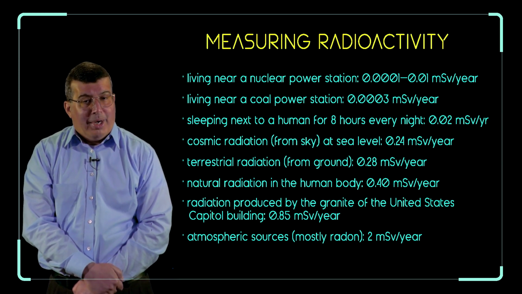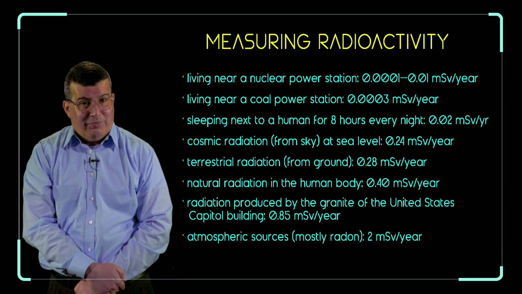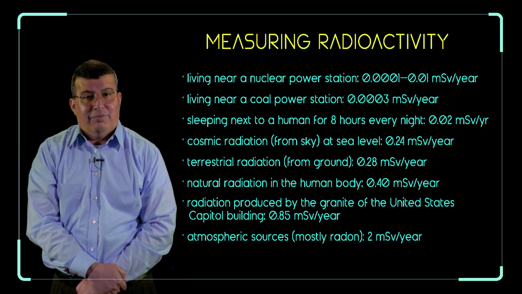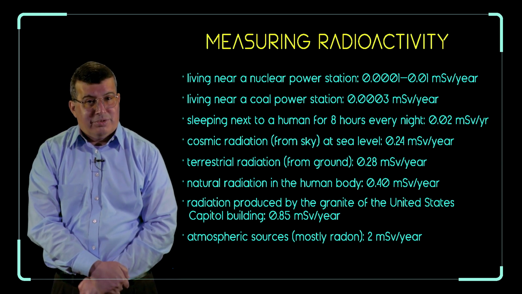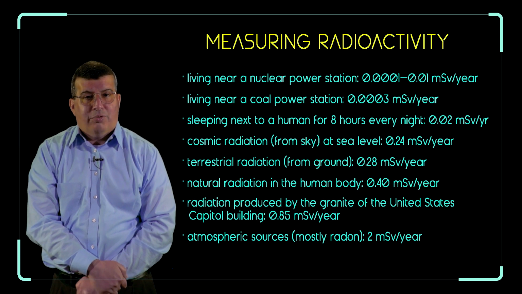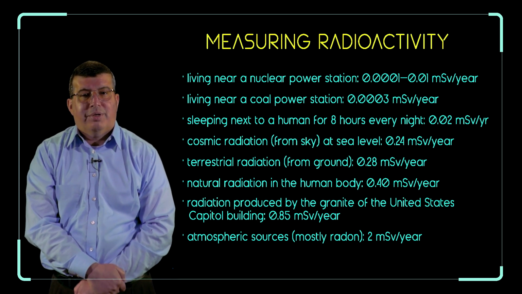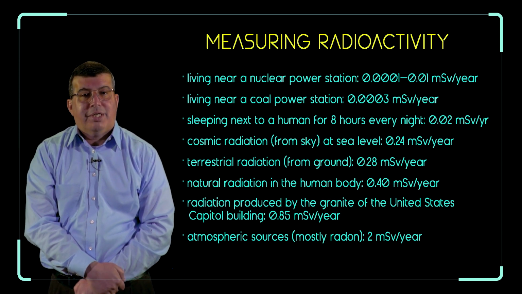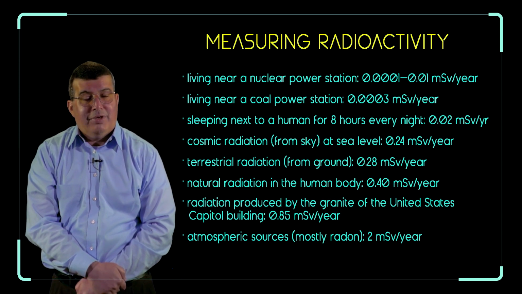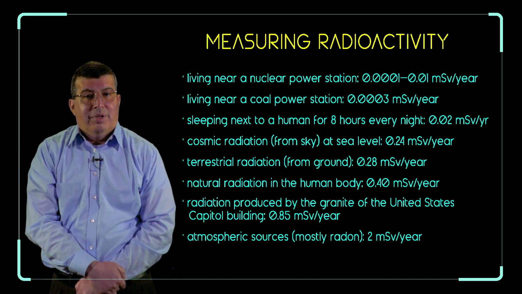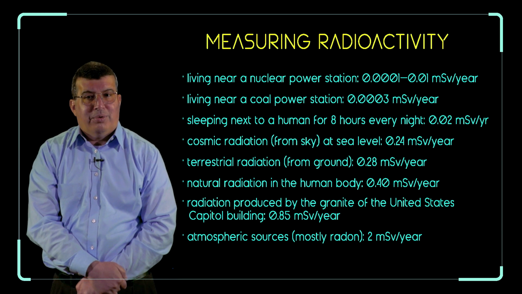Living near a coal power station will also give you a dose of 3/10,000ths of a millisievert per year. You might ask yourself, why is that? Well, when they dig up coal from the earth, they dig up radioactive elements with the coal, and when that is burned, those radioactive elements go into the air and give a dose of radiation to people living nearby. Now, these are still pretty small doses.